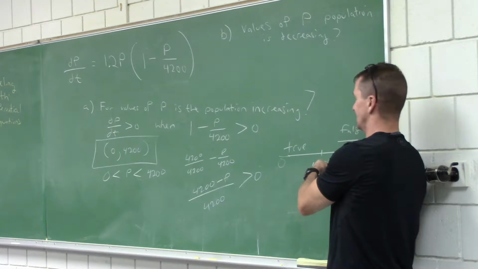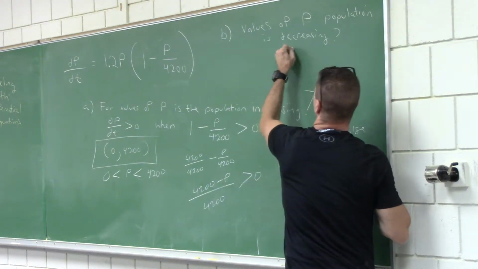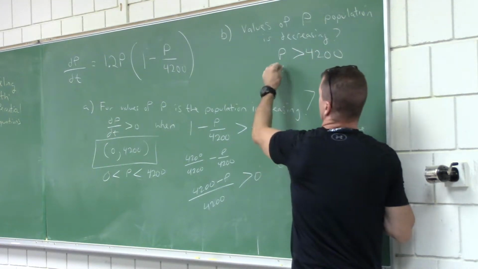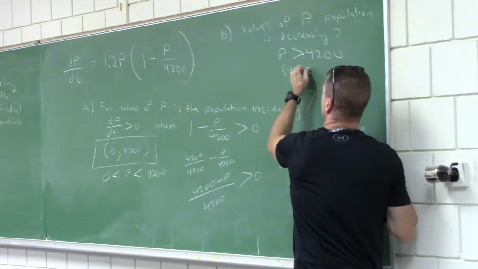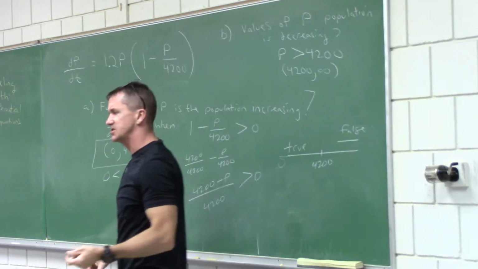We got it right there. That's when this would be what? 4,200 to infinity. There you got it. I'll just go like that. It goes 4,200 to infinity. You can write it like that. If you put it in interval notation, it would be 4,200 and beyond.